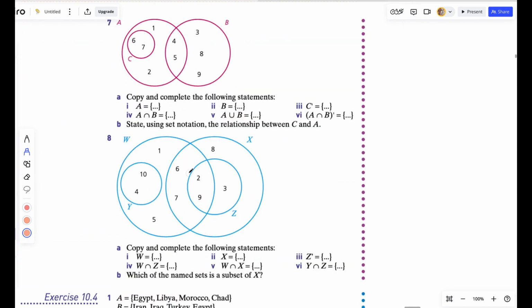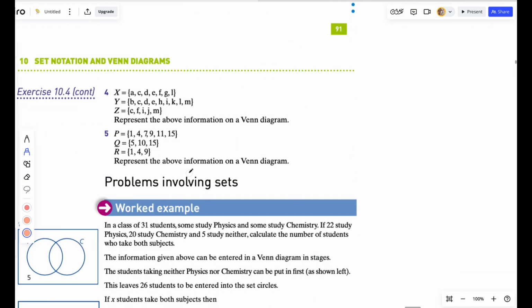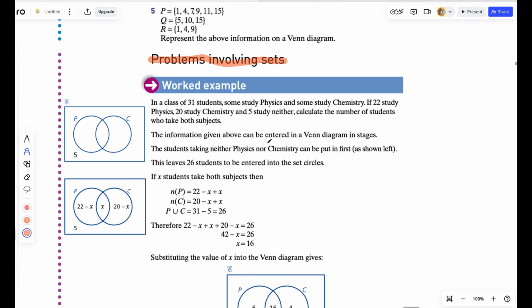Now let's move on. These are a lot of questions for you to get better. Now let's move on quickly to problems involving set notation. Here is where we begin to use our diagram and solve equations, such as the number of students in a class, and then we begin to calculate. This is where real calculation comes in, but it's very easy if you know how.